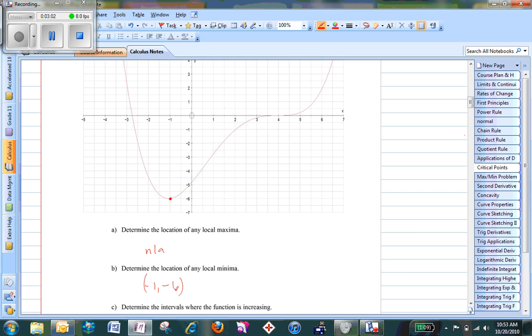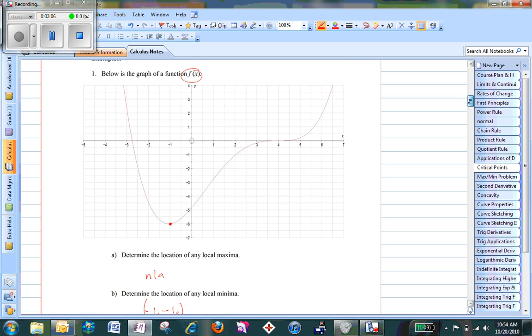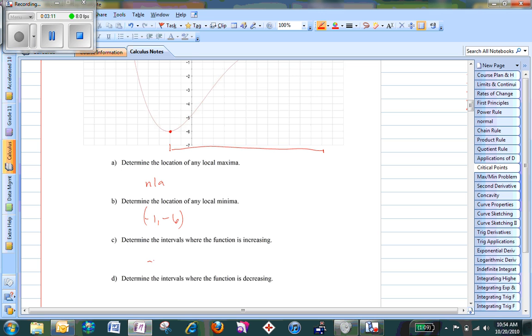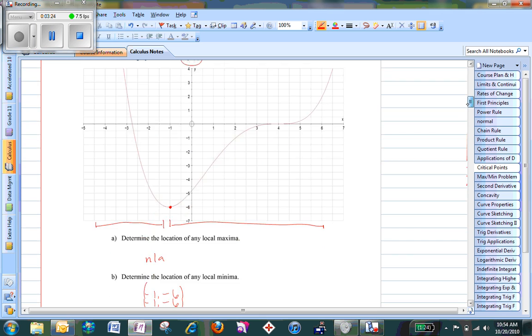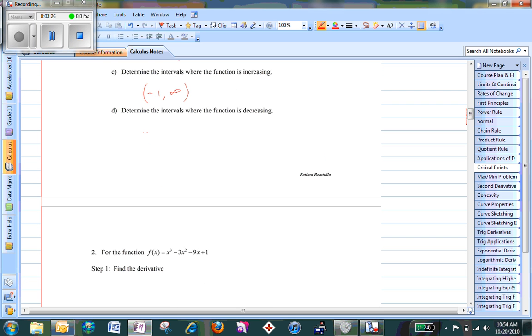Determine the intervals where the function is increasing, where that means where the slope is positive. Where the slope is positive from here onwards. It's always going up. So from -1 to infinity, and I can write it with round brackets. And find where the function is decreasing, and notice that's from -infinity to -1, everything from here to here. So -infinity to -1. Again, I'm using round brackets notation.